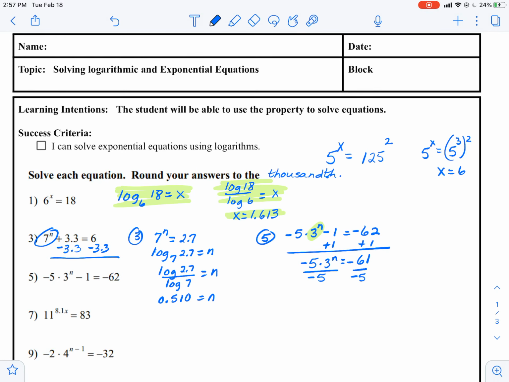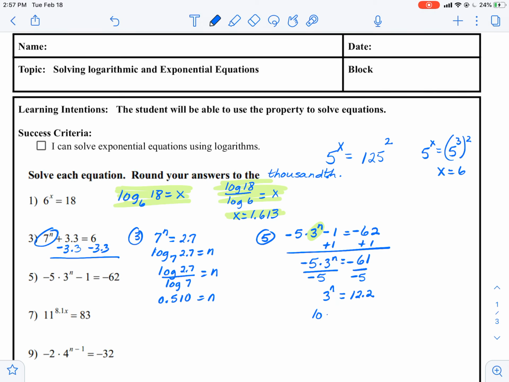Do not ever try to write this in logarithmic form until you just have the base and the exponent. So what I mean is this is now base, exponent. Then I'm going to put that in my calculator, 61 divided by 5, and that is 12.2. If that 12.2 did not come out even, then I would need to round to the thousandths.